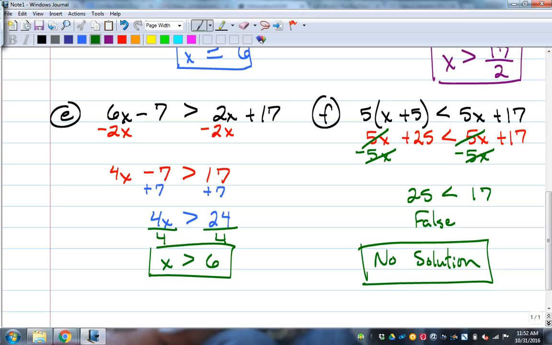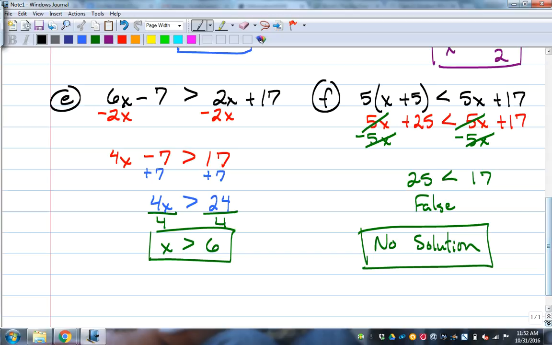Because this is false. The answer is not false. The answer is no solution. It's because this inequality is false. The only time that's going to happen is if the x's cancel out completely. That's not going to happen if you've got an x left. Therefore, do you have a graph? No, nothing to graph on that one at all. Yeah, because there's no answers at all on that. No graph on example F.